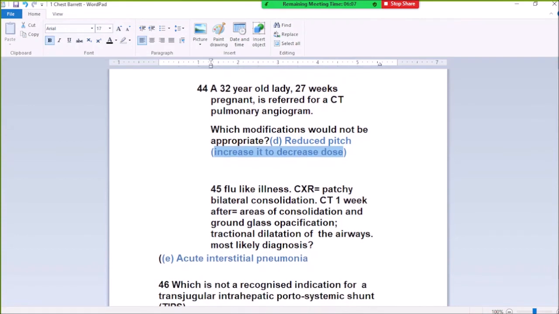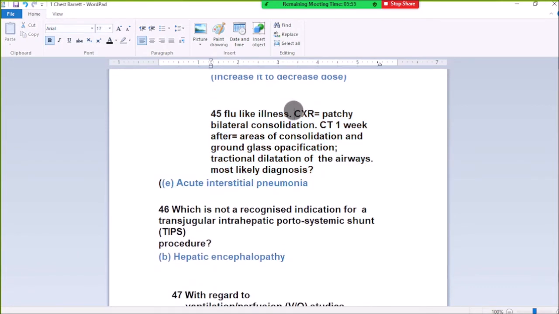appropriate. 45. Flu-like illness, chest X-ray with patchy bilateral consolidation. CT one week after shows areas of consolidation and ground glass opacification with traction bronchiectasis. Most likely diagnosis: acute interstitial pneumonia. After flu-like illness there is patchy consolidation, then after one week there is ground glass opacification and traction bronchiectasis, most likely acute interstitial pneumonia.